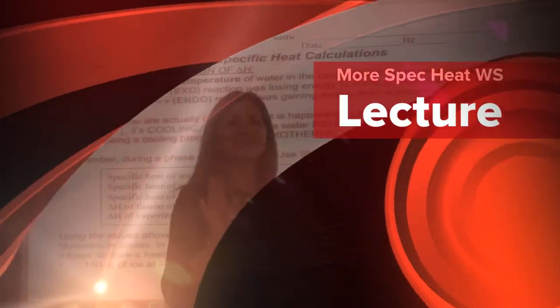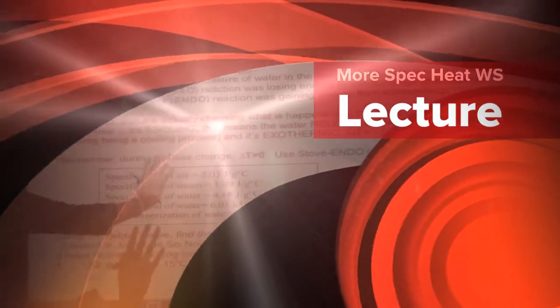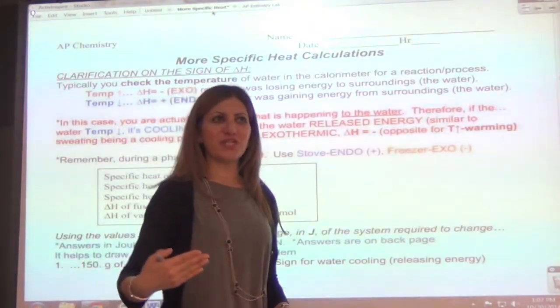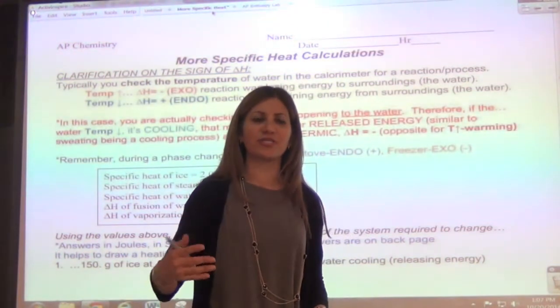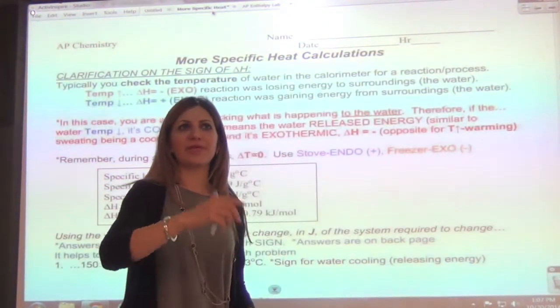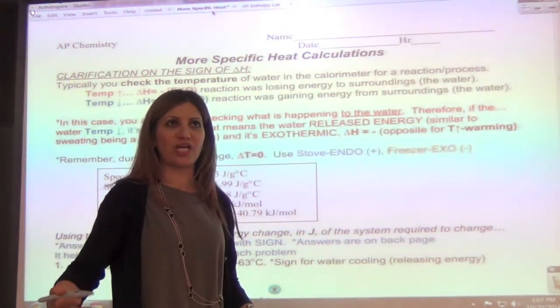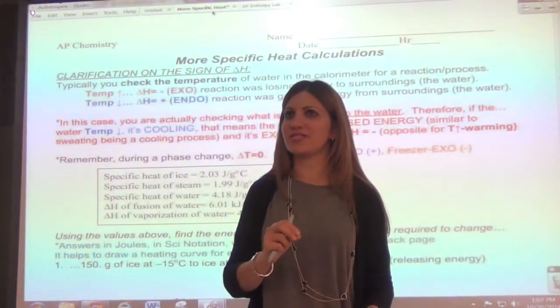What we're going to do is briefly go through some of these specific heat calculations. When you have phase changes, or maybe you don't have phase changes, but you have water and you're either increasing the temperature or decreasing the temperature, maybe it's not going through a phase change. How do you work the calculations out?